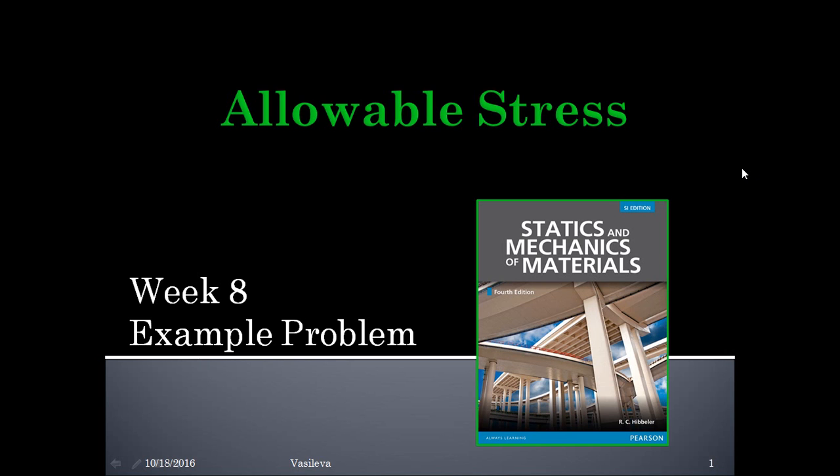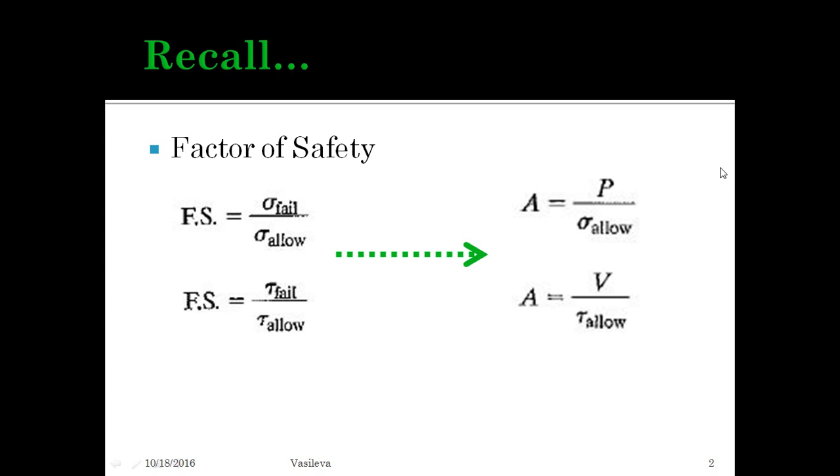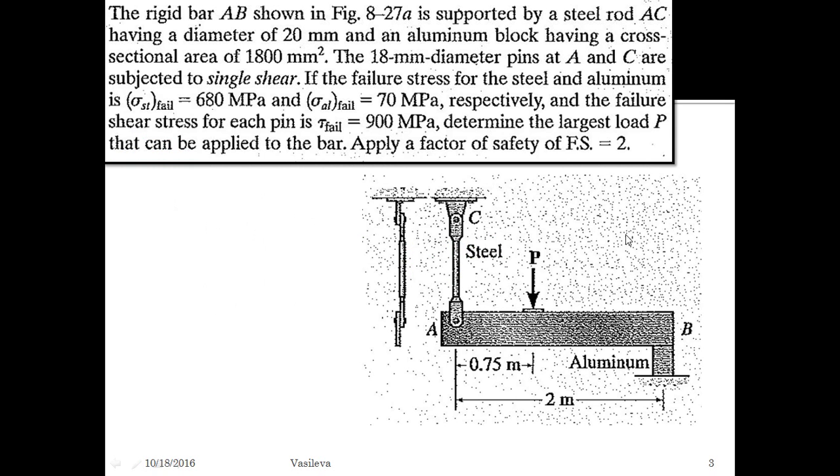Today we're going to cover allowable stress. So recall the main equations here. Fs, the factor of safety, equals the force of failure divided by force allow, or stress failure divided by stress allow. And we also, from there, have another equation where A, the area, equals force divided by stress, or stress equals force divided by area. So those are like the four main equations, pretty simple.